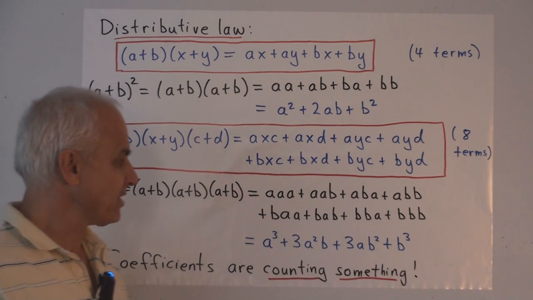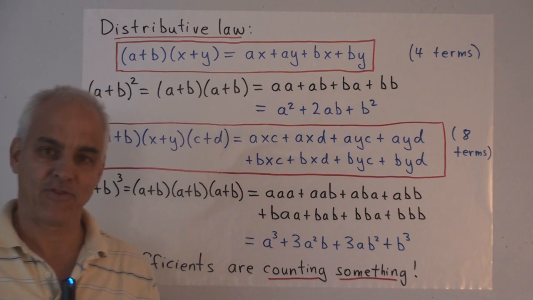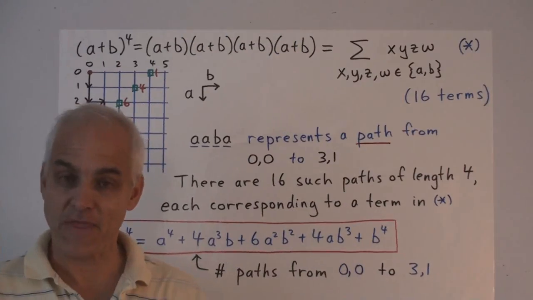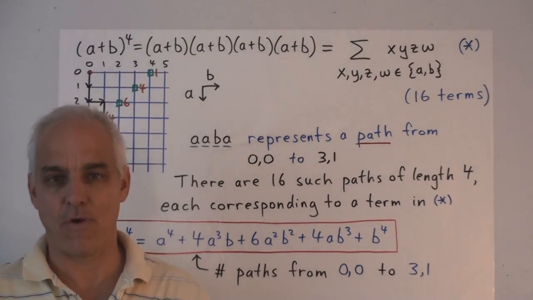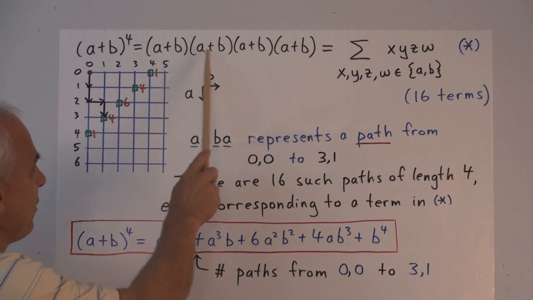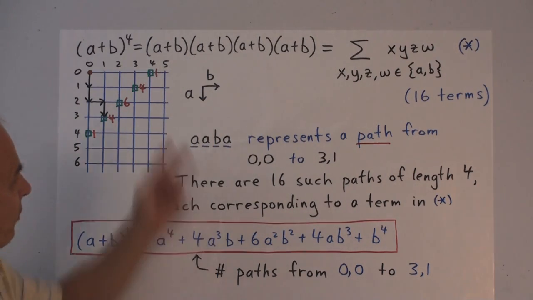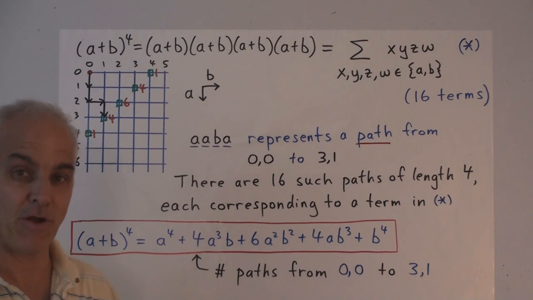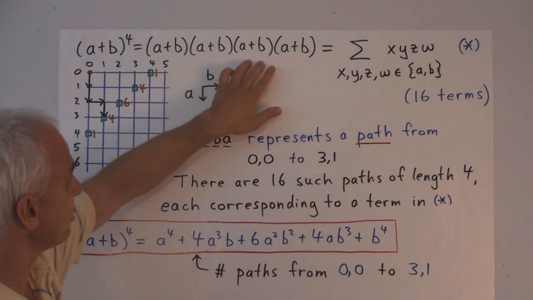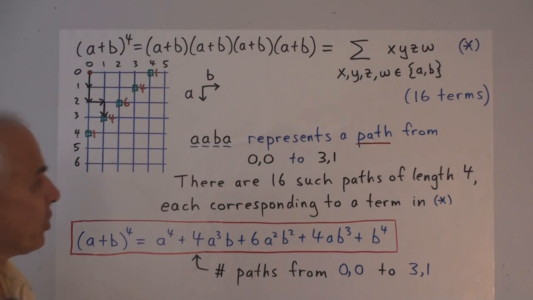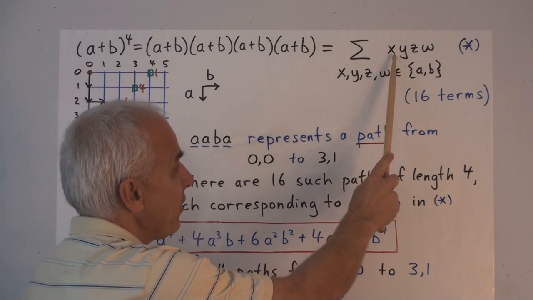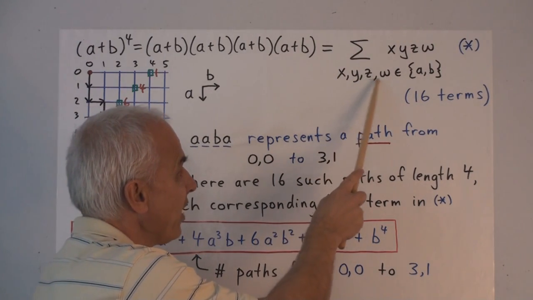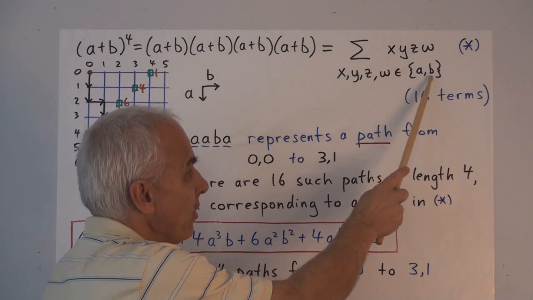They're counting the number of ways of writing down a little triple like this, using a certain number of a's and a certain number of b's. To clarify that idea, let's have a look at (a plus b) to the fourth. Here's a plus b 4 times. When we multiply these terms out, there's going to be 16 terms that appear altogether, because we have 2 times 2 times 2 times 2 choices. So we're going to end up with a sum of terms of the form x, y, z, w, where each of the x, y, z, and w can be either a or b.